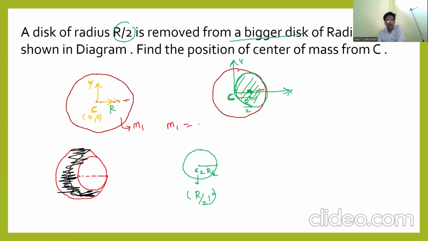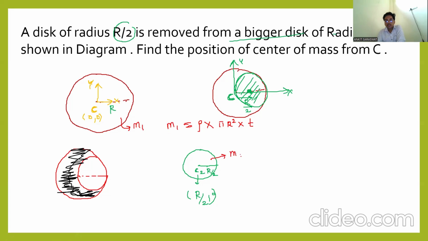Let us suppose rho is the density. Density of the disk, rho, multiplied by the volume of the disk. Volume will be area into thickness. Area of the disk will be pi r square. Thickness you can take as small t.